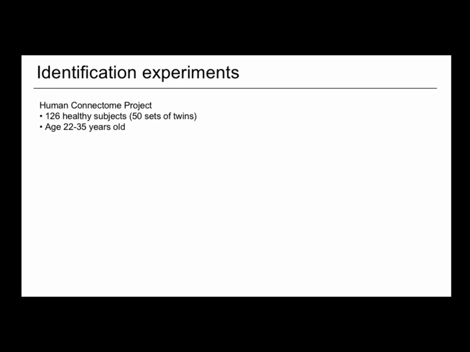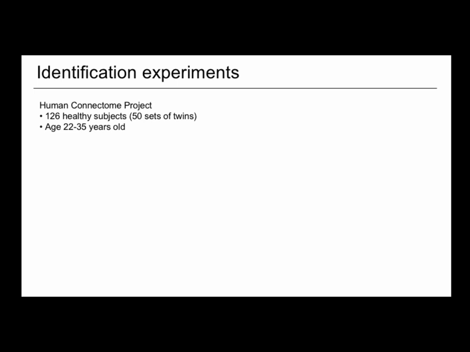So I'm going to walk you through this set of identification experiments that we did using data from the Human Connectome Project. The idea here was that if these networks are stable in the same individual across 2 different days or 2 different scanning conditions, that would give us a hint that this is something meaningful, something robust, something intrinsic.